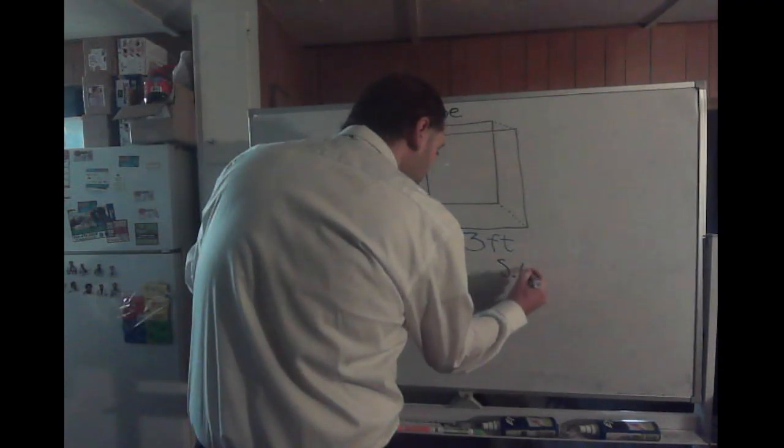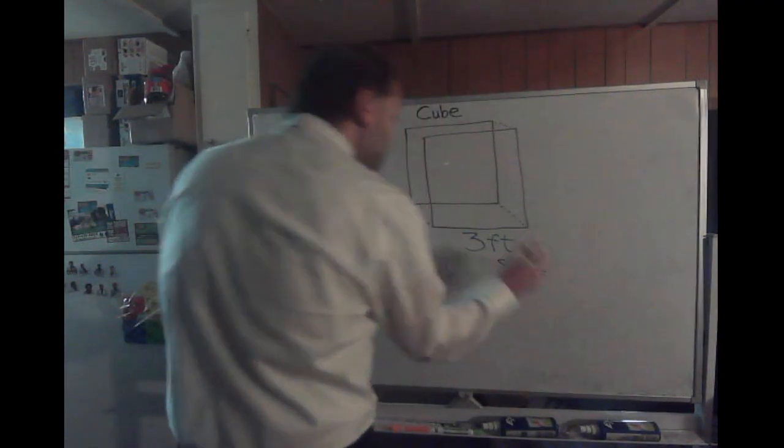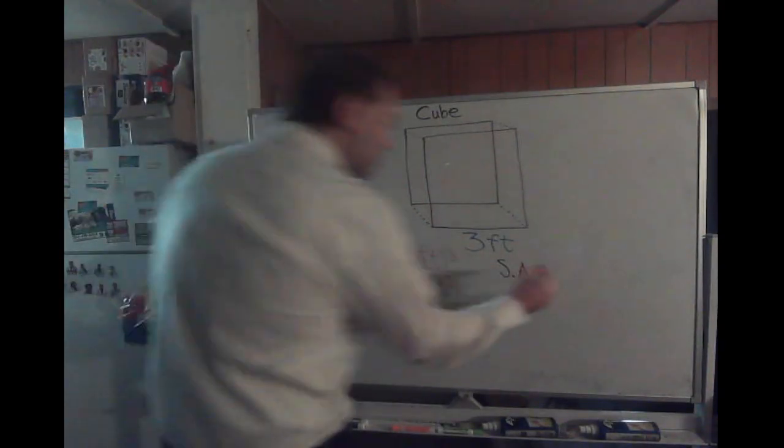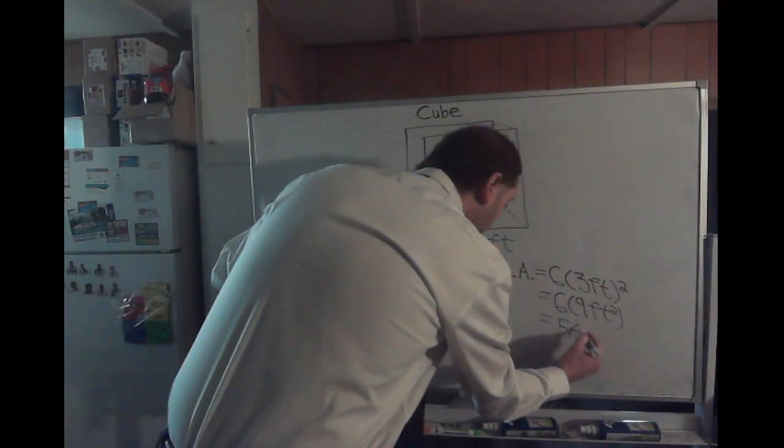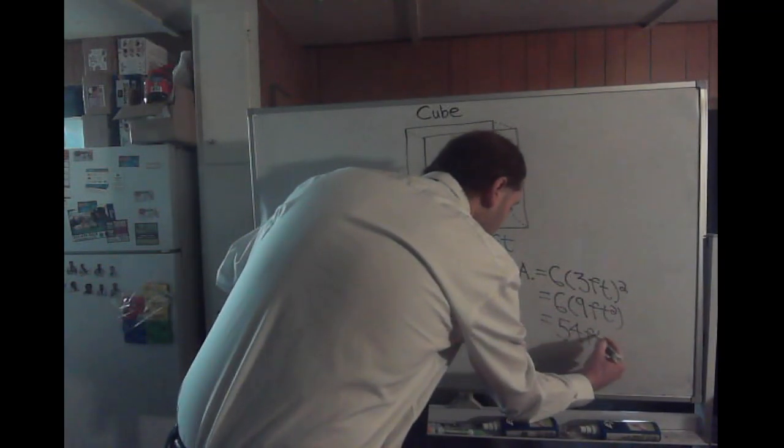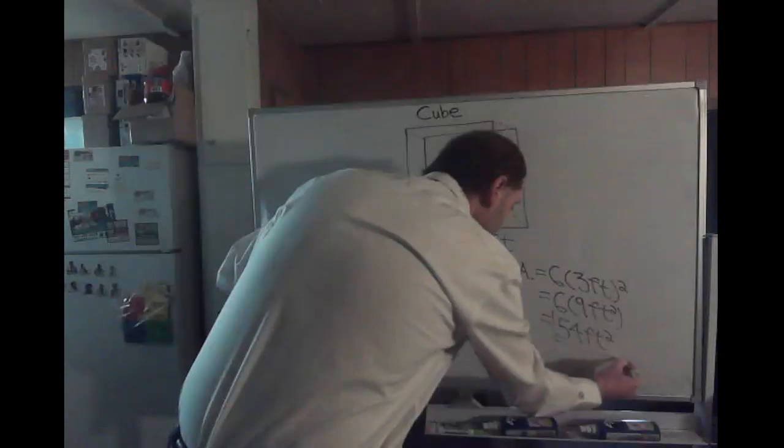Now, we want to find the surface area. The surface area, of course, since there are 6 even square faces, that's going to be 6 times the length of the one side of the square of 3 feet to the second power. Well, 3 to the second is 9, so you'd end up having 6 times 9 square feet, which would give you a total of 54 square feet for the surface area of this cube.